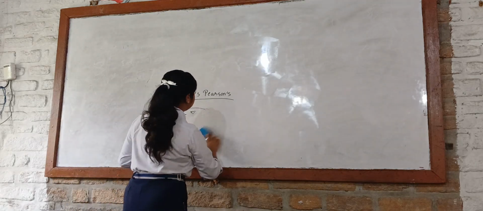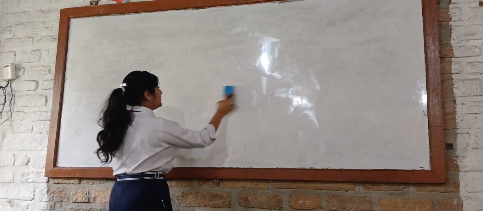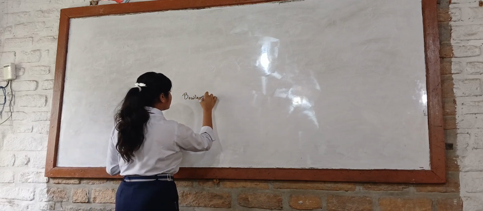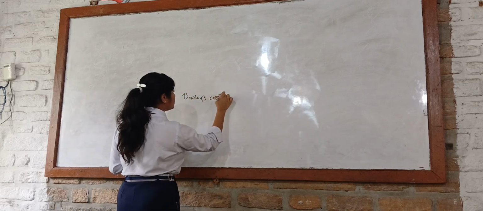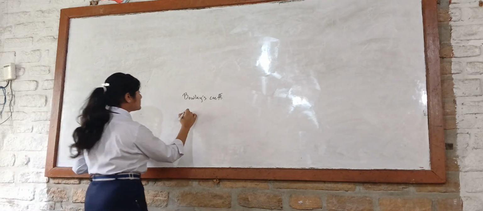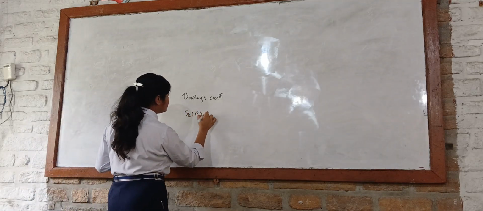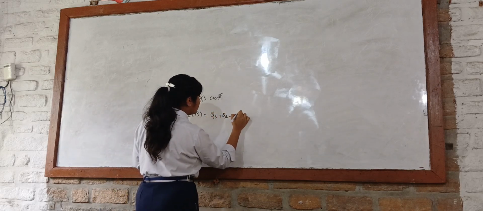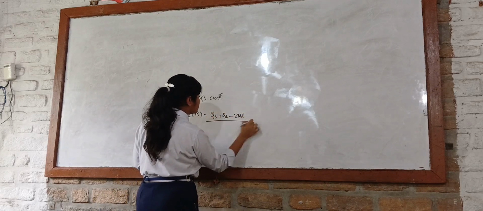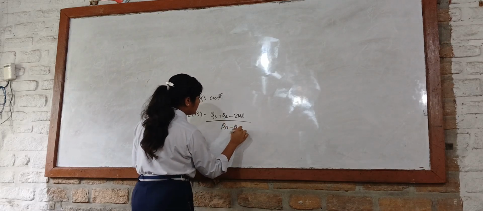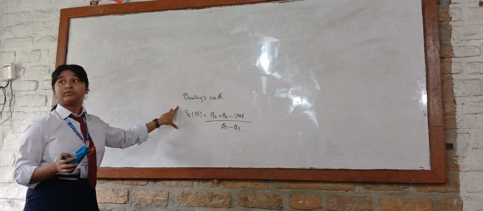Now next is Bowley's coefficient. So here we use the quartile deviation, that is, the measure of skewness is given as Q3 plus Q1 minus 2 median upon Q3 minus Q1. So this is for Bowley's coefficient.